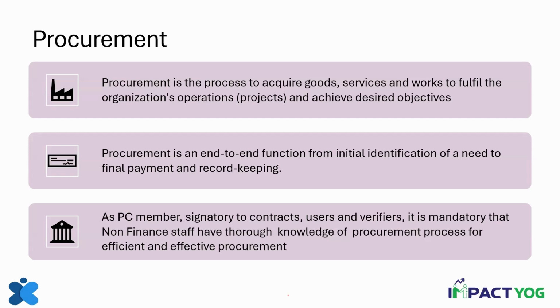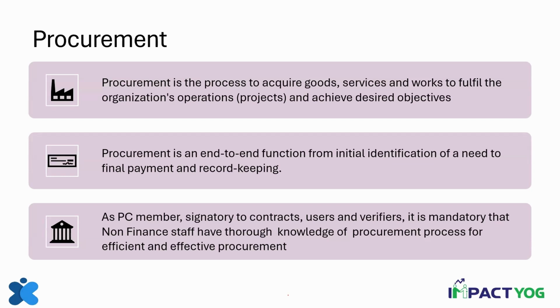So as a PC member, you have taken the decision and then the goods have come. As signatories to contracts, once you have taken the decision, there is a contract, and as a person representing the organization you will be supposed to sign that contract before the goods are received. Once the goods are received, you are users and verifiers: you verify whether the goods have come in line with the contract or purchase order we had given. Again, as users, you are the users.